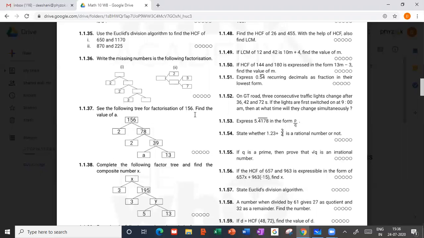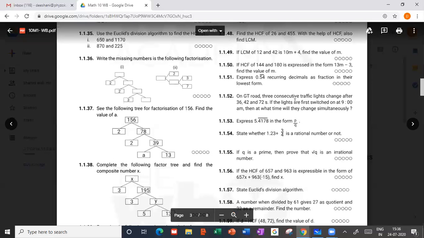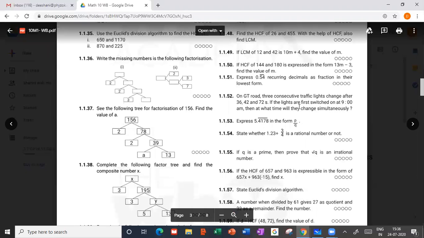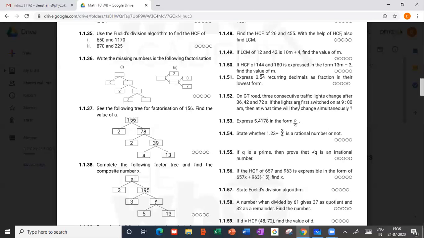Yeah, interesting question. So I think mostly you will be getting these types of questions in your exam, like the 52nd one. They are mostly going to be word problems in which you need to decide whether you need to find the LCM or the HCF.